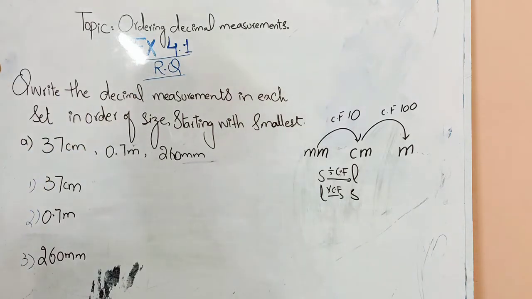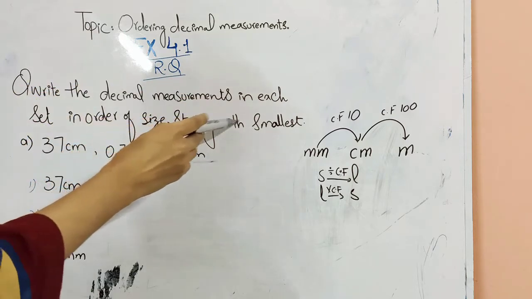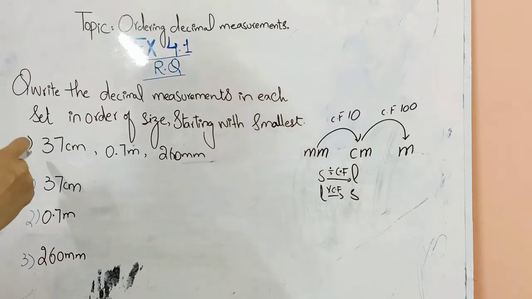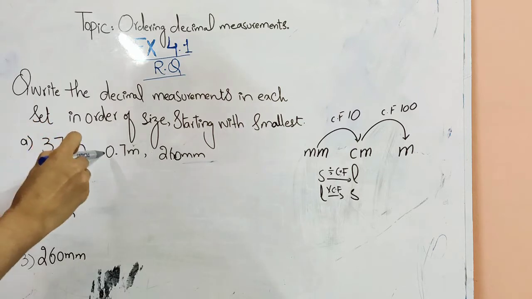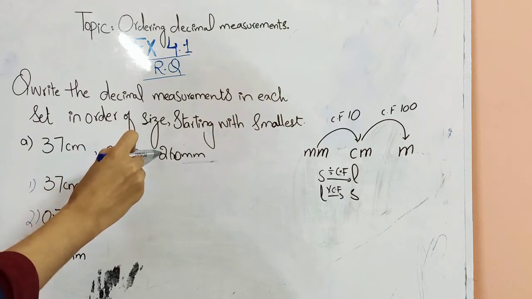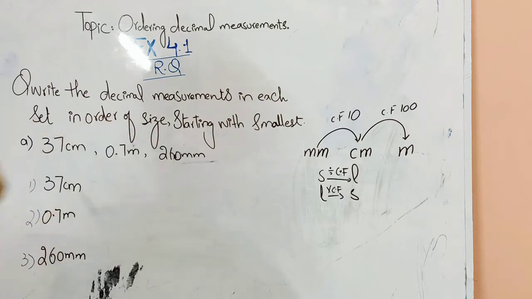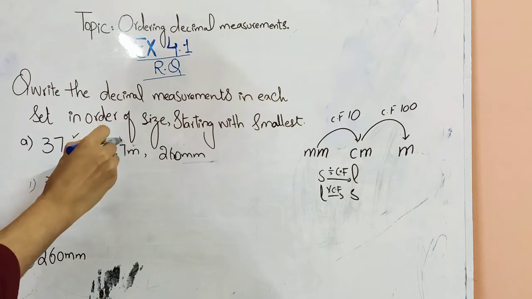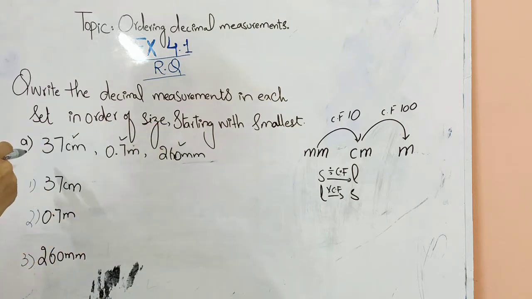Today's topic is ordering decimals, exercise 4.1, and we will do a random question. The question is: write the decimal measurements in each set in order of size, starting with the smallest. Part A: the first value is 37 centimeter, the second is 0.7 meter, and the third is 260 millimeter. For ordering, we should know whether all the values are in the same unit or not.